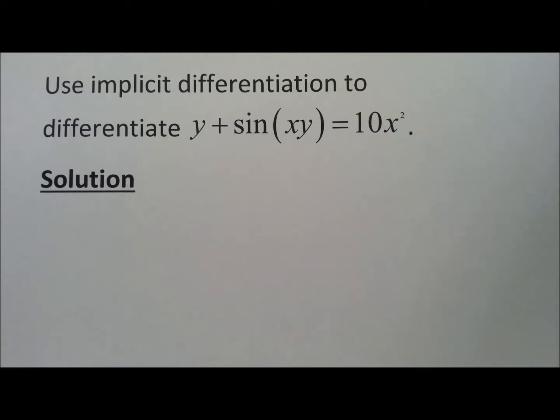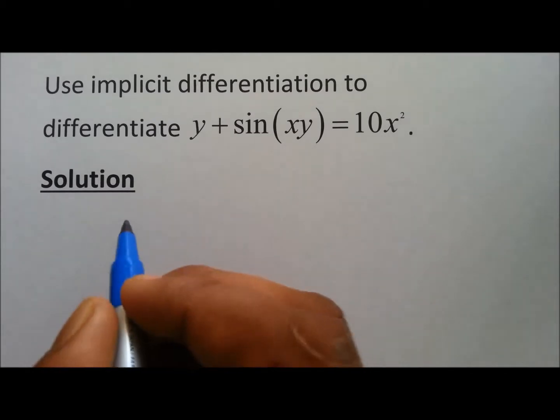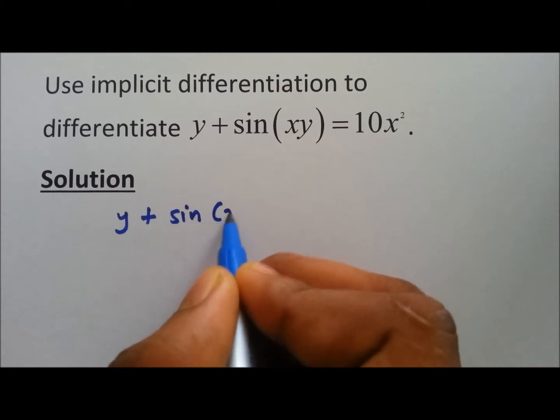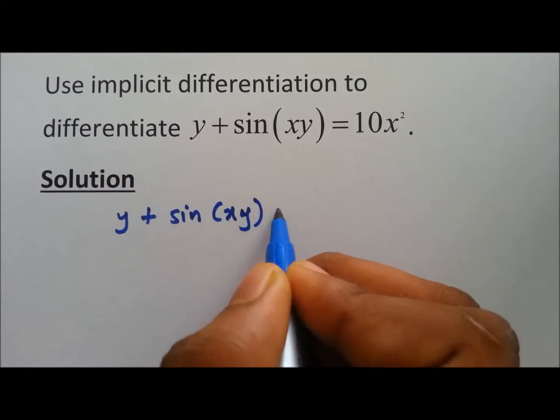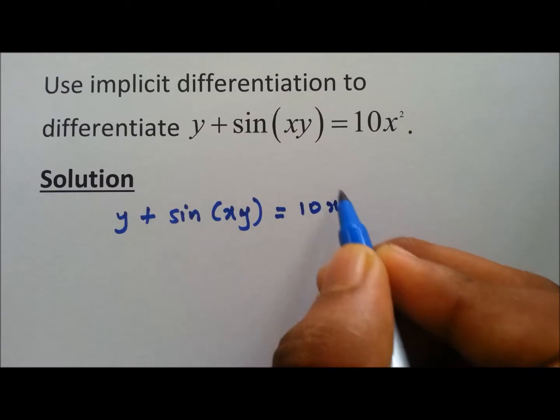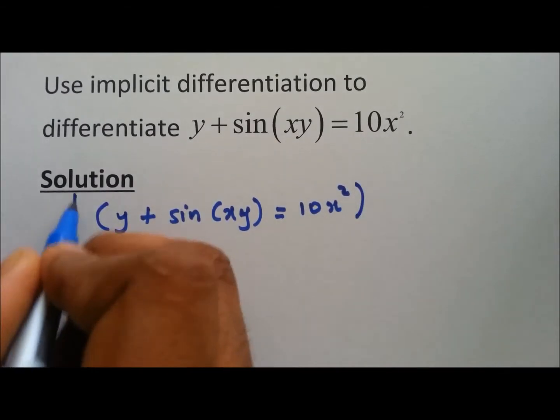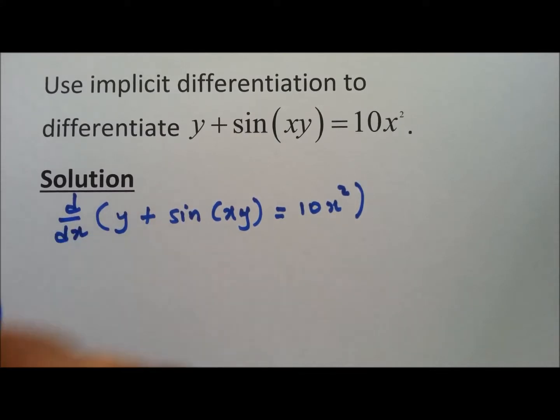Hello everyone. Today we will do this particular differential problem which reads, use implicit differentiation to differentiate y plus sine of x times y, which is equal to 10x squared. So if we have to differentiate this particular function, each of the terms are being differentiated with respect to x.